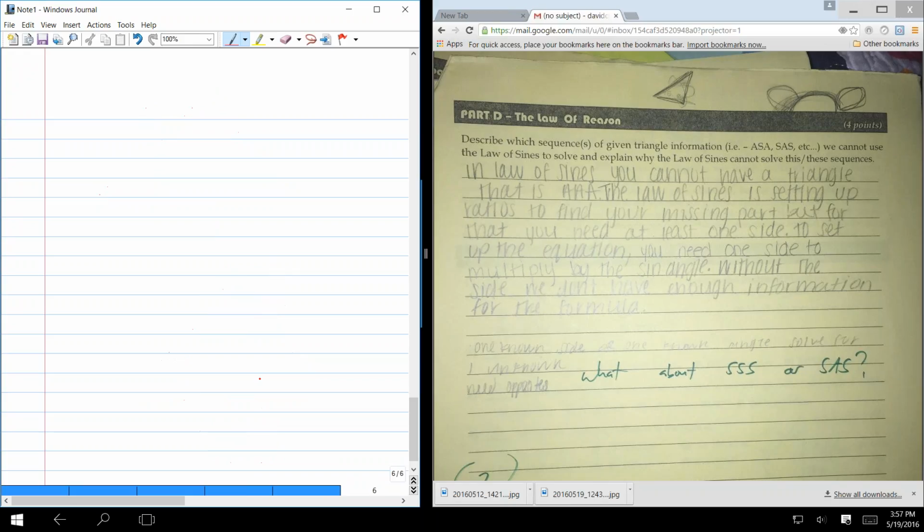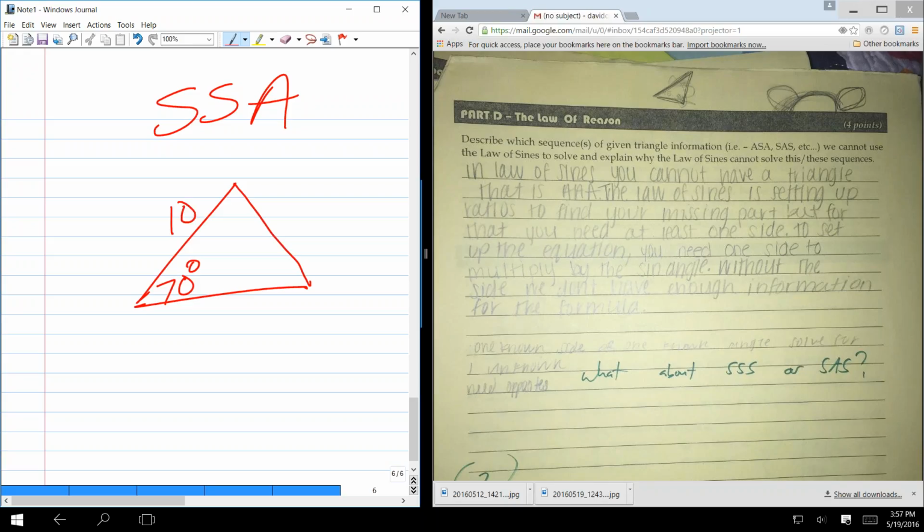Now, it turns out that there's a third category, side side angle problems, like this, where say that's 70 degrees, that's 10, and that's 8. That is side side angle, or angle side side, however you prefer. But the order is side side angle, and you can use the law of sines to solve that. Although this is the one ambiguous case.